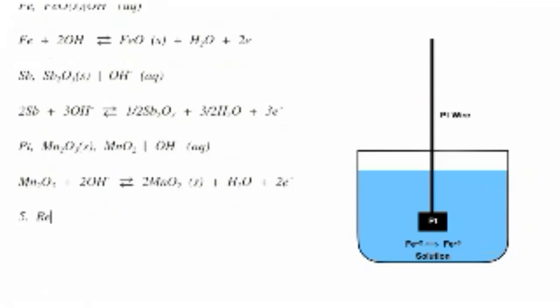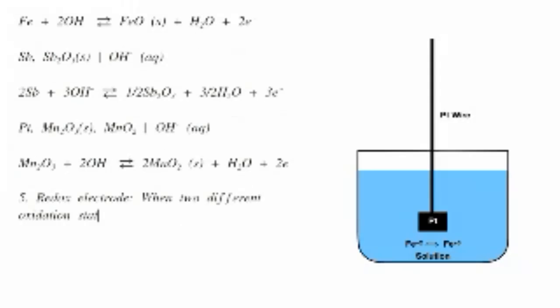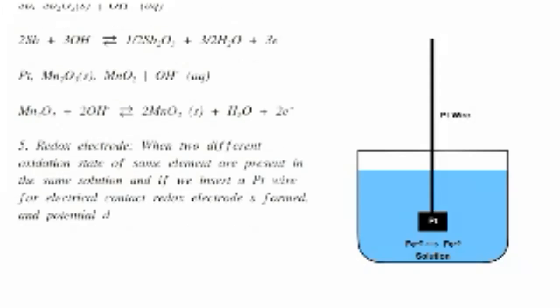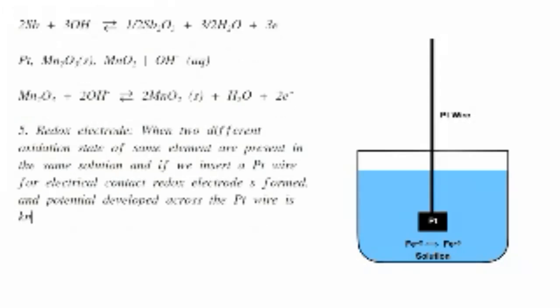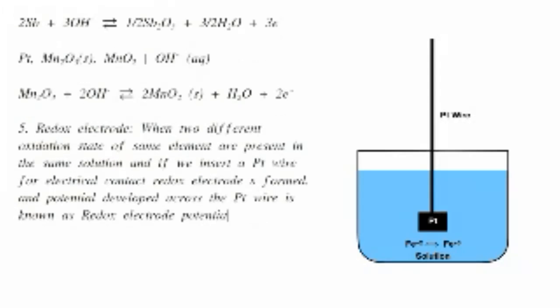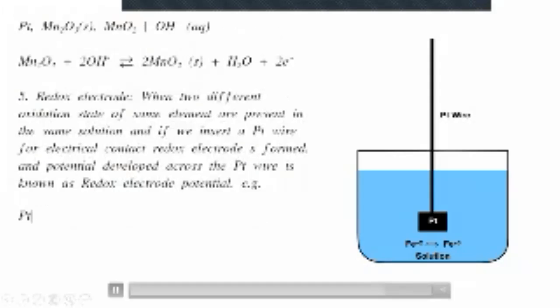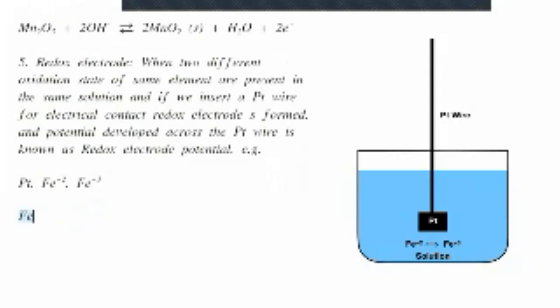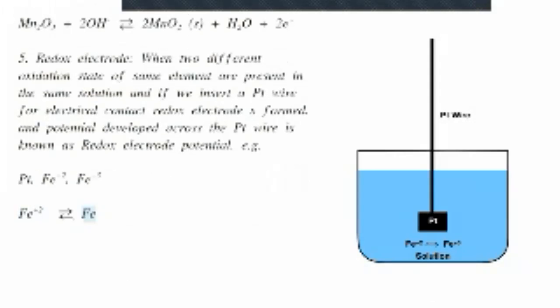And the last one is the redox electrode. When two different oxidation states of the same element are present in the same solution, and we insert a platinum wire for electrical contact, redox electrodes are formed. The potential developed across the platinum wire is known as the redox electrode potential. For example, platinum is in contact with iron 2+ and 3+. The oxidation reaction is Fe2+ produces Fe3+, and 1 electron is liberated.